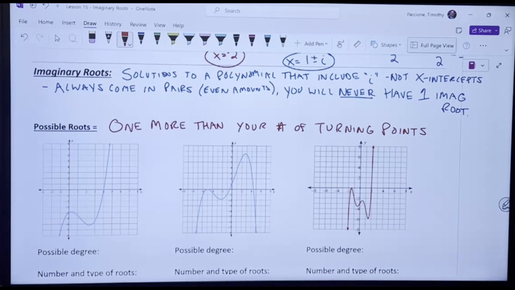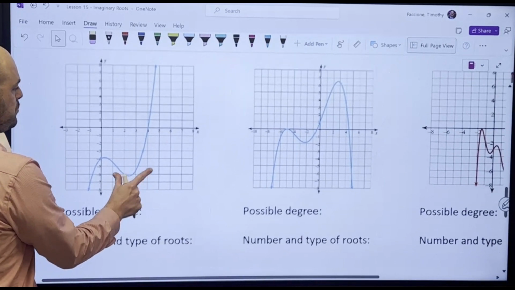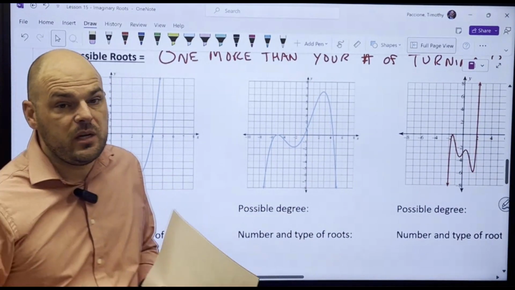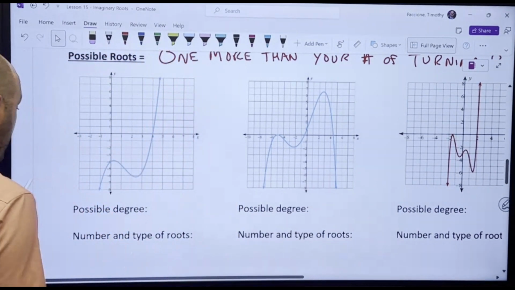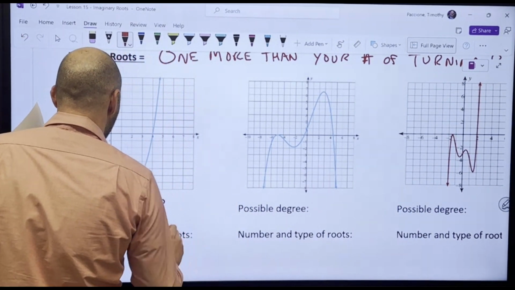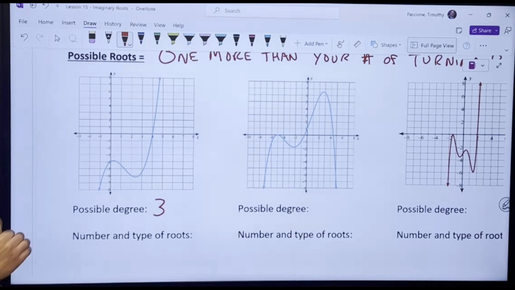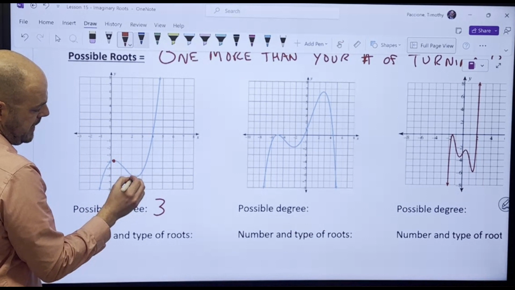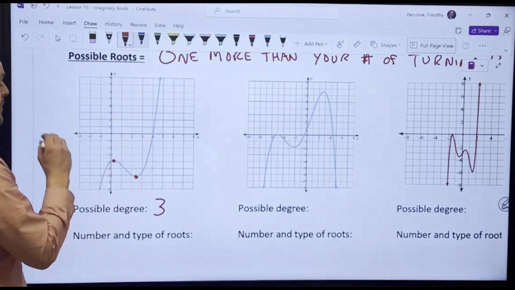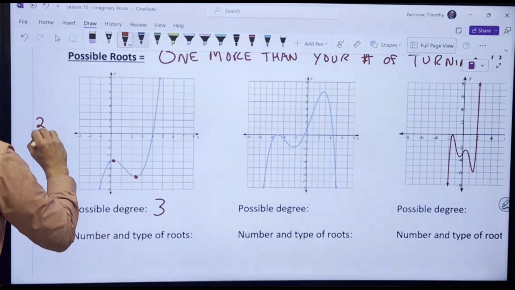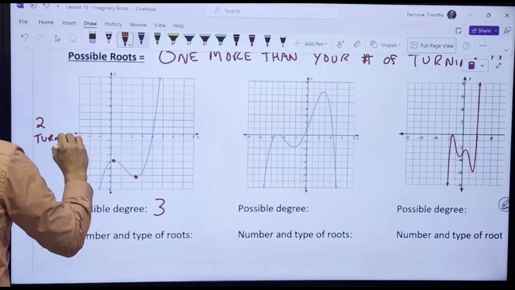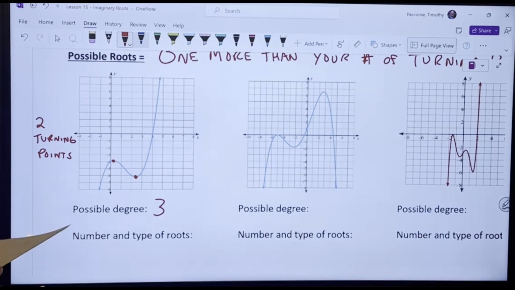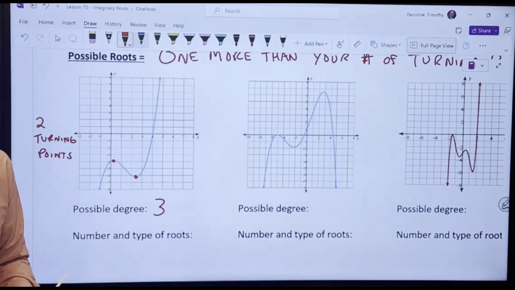So let's take a look at this first example. Now, we look at this and we know it's cubic, right? Or we think it might be cubic because it kind of looks like a cubic function. So we would say our possible degree here is 3. Now, we could also look at the turning points, right? If I see this goes up, and then it starts to go down, and then it goes down, it starts to go up, it has 2 turning points. So its possible number of roots is 3, right?